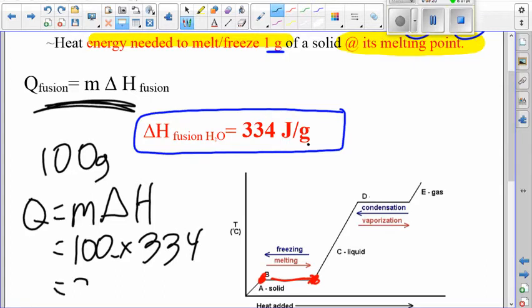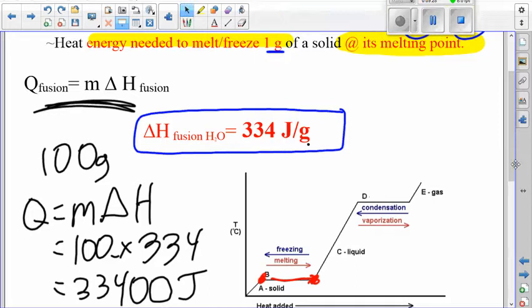And so that comes out to be 33,000 joules. Now, to clarify verbally what I mean by this, what I'm saying is, if you want to melt 100 grams of ice, you need to pump 33,400 joules into it. Or, if you want to freeze 100 grams of liquid water, you need to take 33,400 joules out of it. Does that kind of make sense?